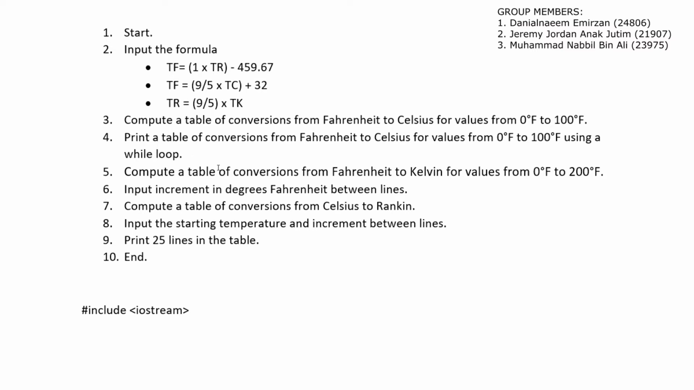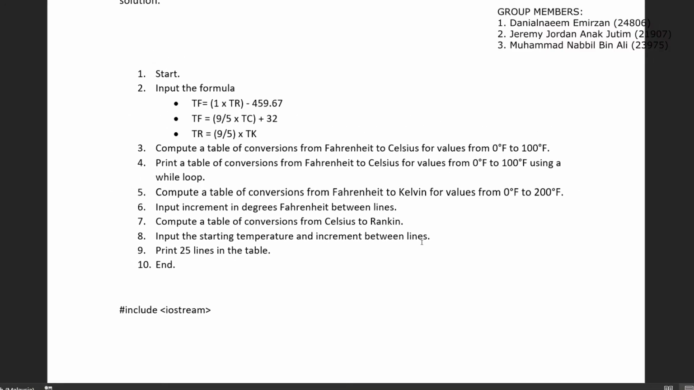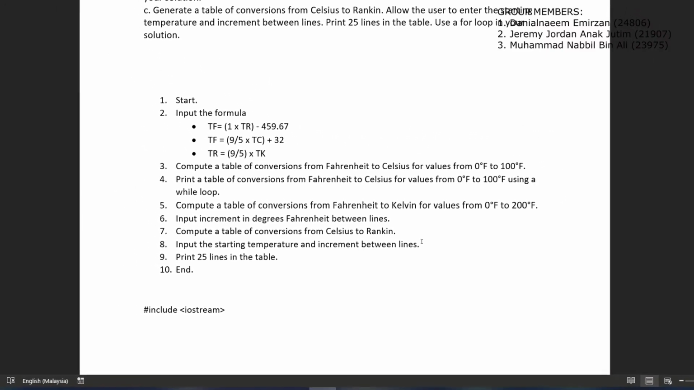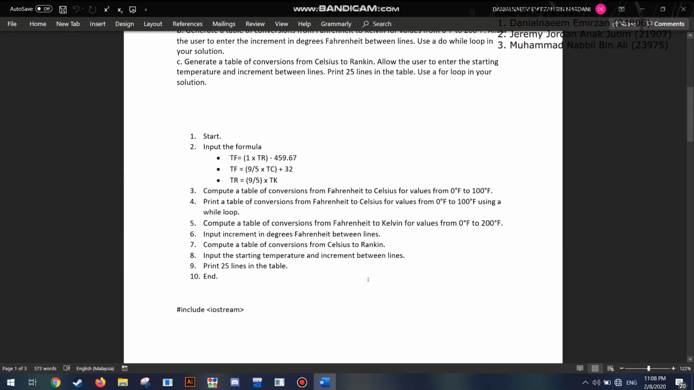Next, compute a table of conversion from Fahrenheit to Kelvin for value from 0 degree Fahrenheit to 200 degree Fahrenheit. Input an increment in degree Fahrenheit between lines. Then compute a table of conversion from Celsius to Rankine and input the starting temperature and increment between lines. And after this, you need to print the 25 lines in the table.